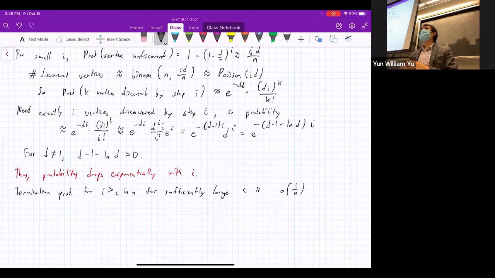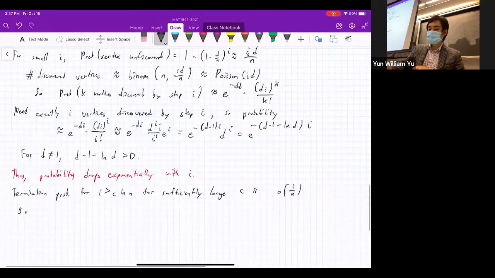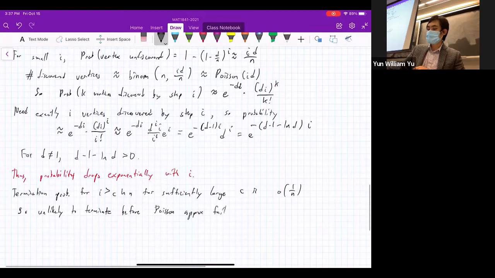Intuitively, what we're saying is that once you've explored a big enough region, then you're unlikely to stop until you've explored basically everything. But this approximation doesn't hold when you've explored nearly everything, because this is a small I approximation. But so for the small I approximation, you're not going to terminate. So let me write that down. So unlikely to terminate before the Poisson approximation fails. Fails if it is already omega ln n.